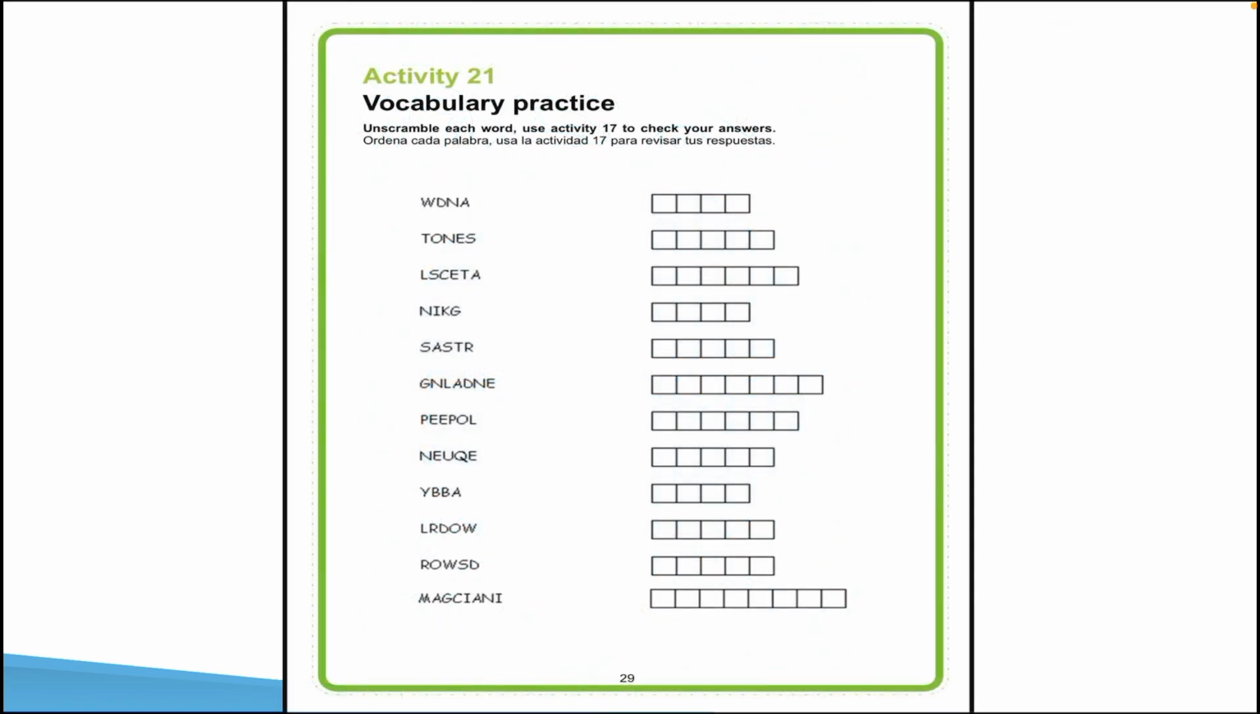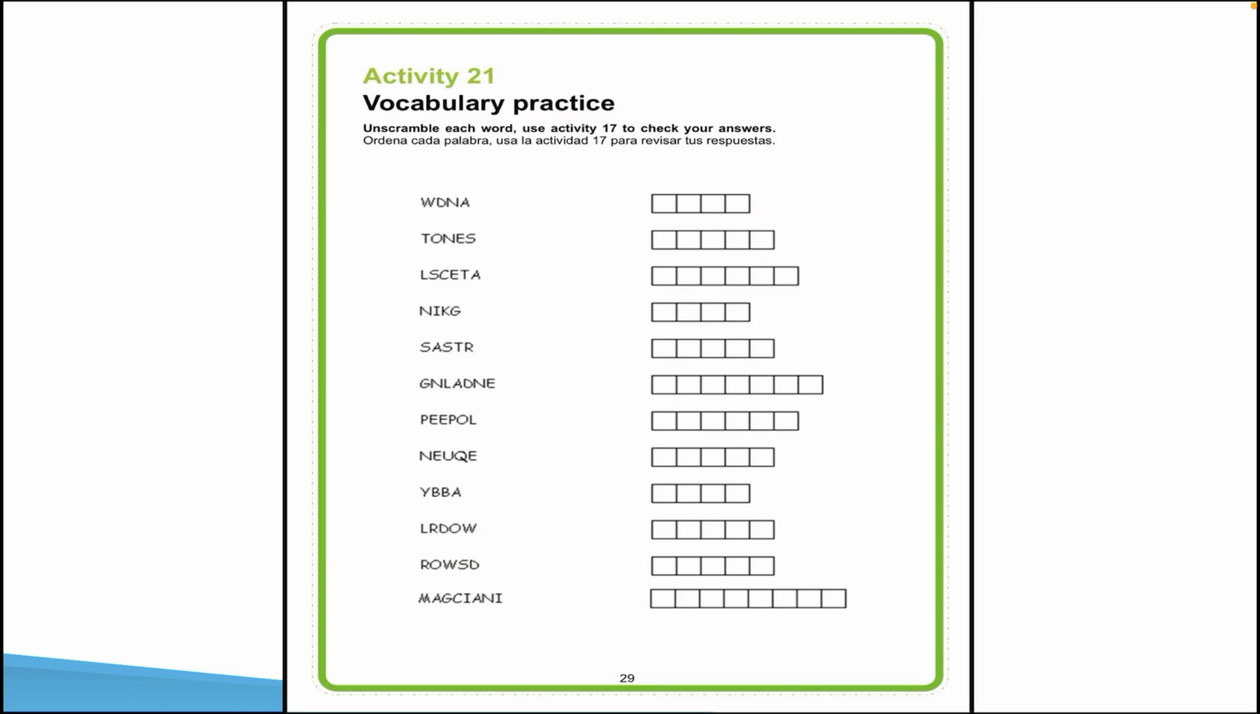Activity 21, vocabulary practice. Instructions: Unscramble each word. Use the activity 17 to check your answer. Okay, para contestar esta actividad necesitamos tener a la mano la actividad 17. Ahí vimos un vocabulario, unas imágenes que nos van a ayudar a contestar este ejercicio. El ejercicio es sobre unscramble, ¿sí? Unscramble quiere decir desenreda o ordena cada palabra.